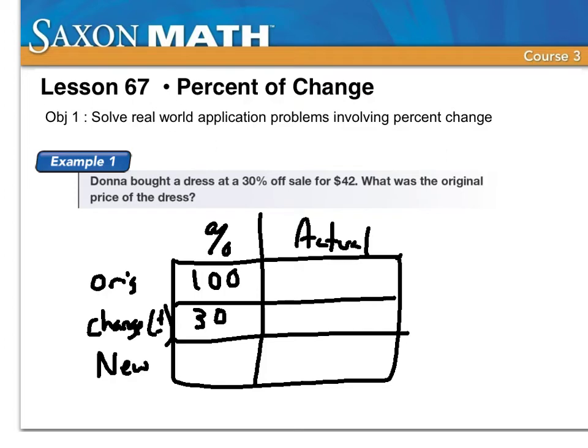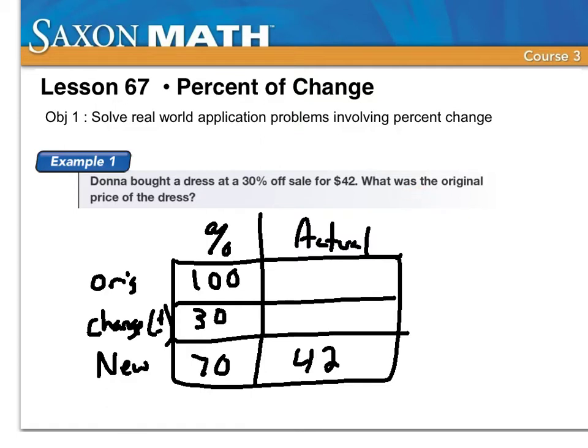And the new is going to be, however these things go together. Well, since the price is going down, we're going to subtract 100 minus 30, and that's going to give us 70. So if something's decreasing, it's going down, we're taking percents off, then we're going to subtract these two numbers for our new spot. So she bought a dress for 30% off, then that means she's going to end up paying 70% of the original price. And we know that she bought the dress for $42, and that was the new price after the sale.